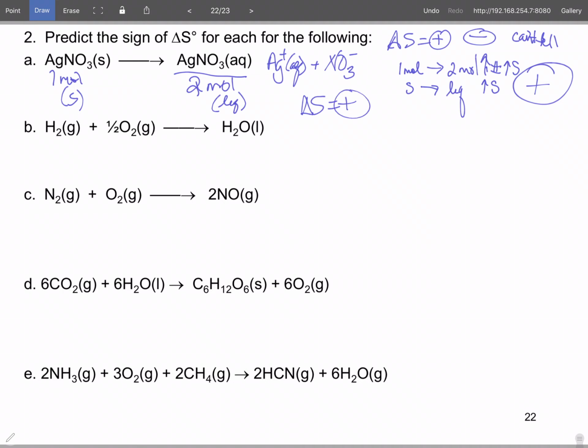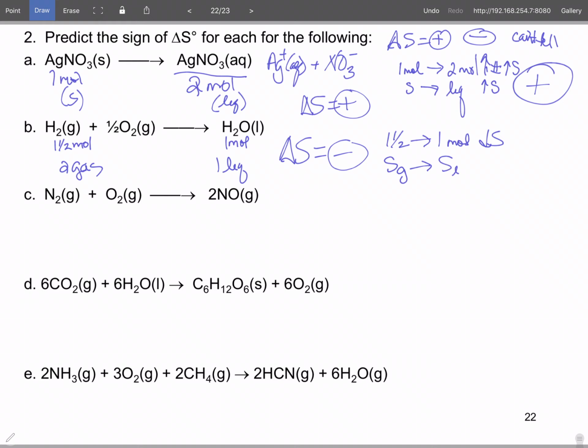That's all you do to work these. We'll work another one. So over here we have 1.5 moles going to 1 mole. We have 2 gases going to 1 liquid. So delta S here is going to be negative because we're moving 1.5 to 1 moles. So we're decreasing entropy. And then we're moving from the entropy of a gas to the entropy of a liquid, which means we're decreasing entropy. Since both of them are decreasing it, the value is negative.